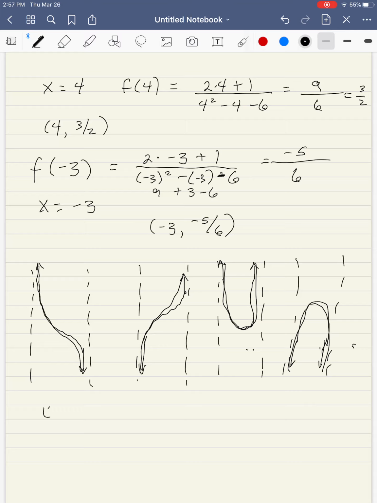And we're going to use some special points, the x-intercept and the y-intercept, to find those. And then we may need to use some additional points as well. Remember, the x-intercept is the value of x that makes y equal 0. Now our function, f of x equals 2x plus 1 over x squared minus x.